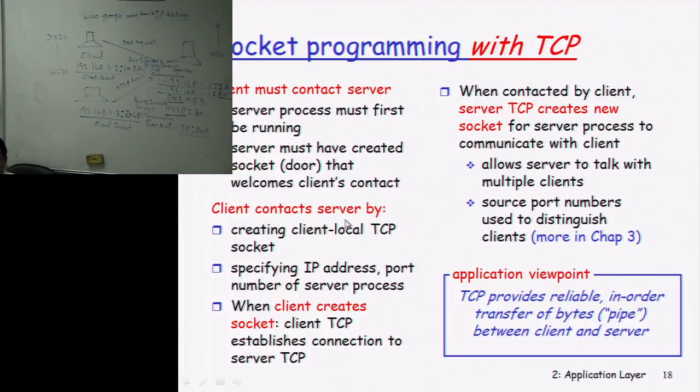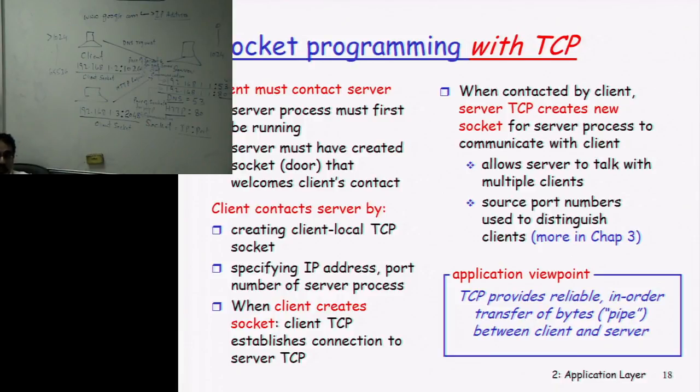The client contacts the server by creating a client local TCP socket, specifying the IP address and port number of the server process. When the client creates a socket, client TCP establishes a connection to the server TCP socket. They must first handshake with each other. When contacted by the client, server TCP creates a new socket in order for the server process to communicate with the client and receive the client request.